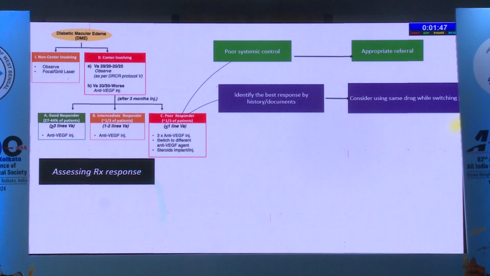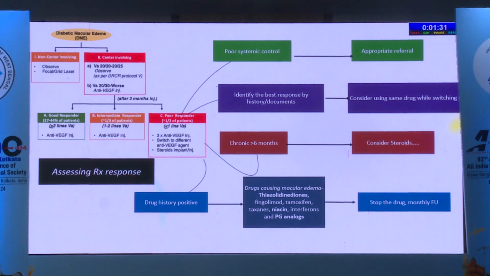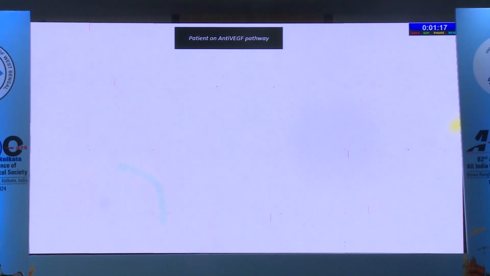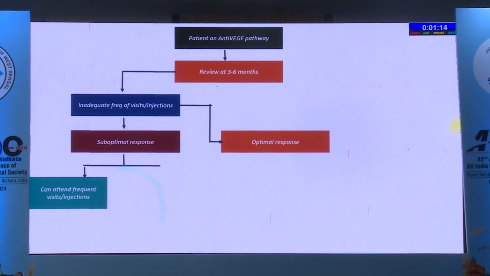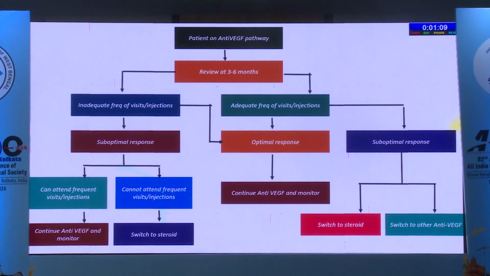It's good to identify the best response from the history, because many times they say initial injections worked well. Try to consider the same drug when you're switching. And if it's a chronic edema more than 6 months, again, not responding, steroids can be considered. And again, if there is some drug history, there are a couple of these drugs which can cause macular edema. And if they are on these drugs, definitely you want to stop it, and that will help resolution of the macular edema. So this is the algorithm. I'm not going into detail, but exactly what I spoke is covered in this small algorithm.